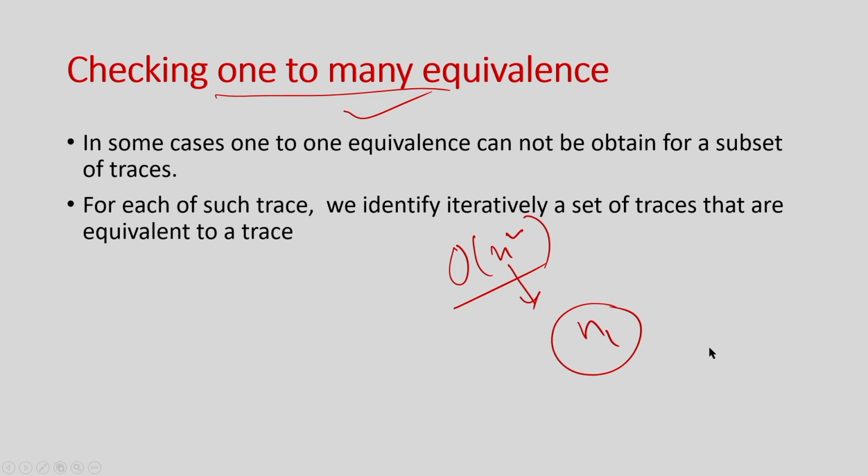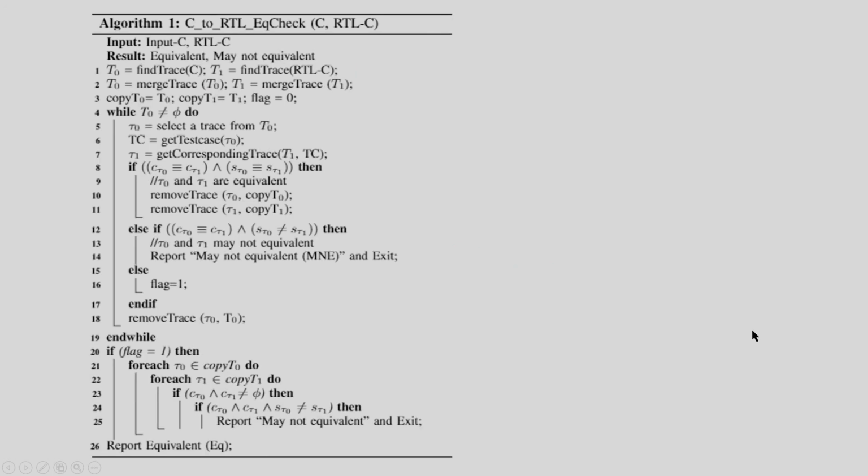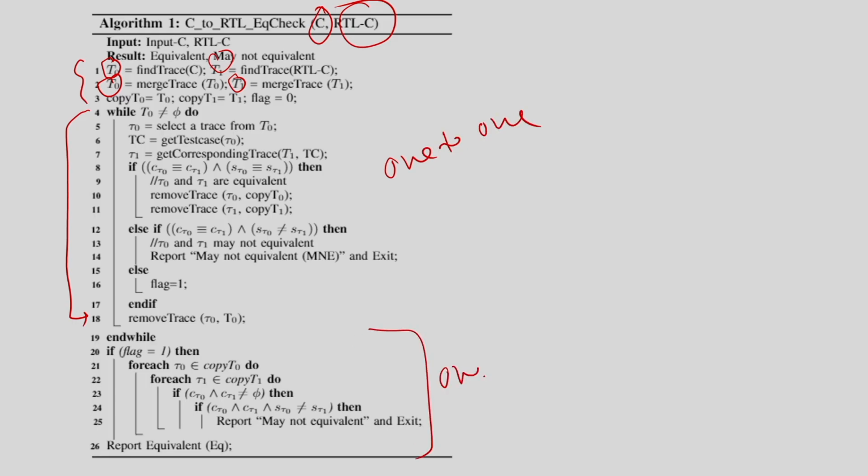Okay. So, let us now explain the overall algorithm. As I said, you identify the traces. You are given two programs, C and RTL C. You model them as FSMD, you find the traces in both the programs, and then you merge the compatible traces also. So, you reduce the set. Okay. Then what I am doing is very interesting. This is the one to one correspondence, right. So, this is one to one checking and this is basically one to many.